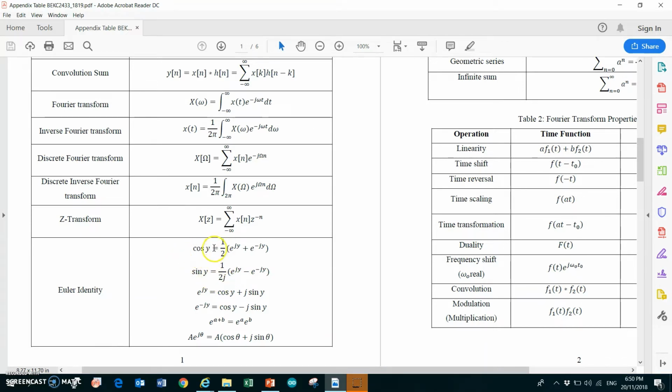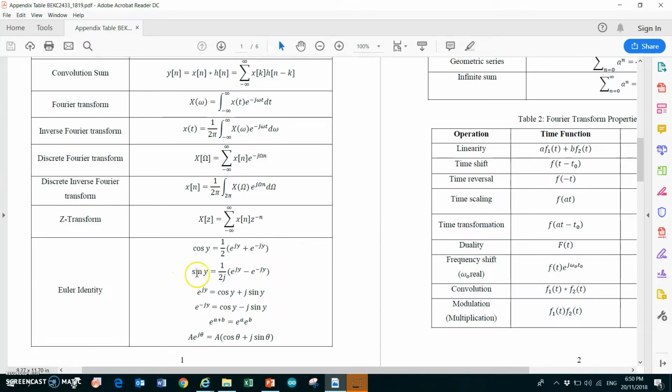So imagine that even though this is not similar to what I've given you in class, it's actually the same. So imagine that y is given by omega n. So you just substitute y with omega n. So you have cos omega n equal to 1 over 2 (e^{j omega n} plus e^{minus j omega n}). So very simple, right? So just substitute y with omega n.